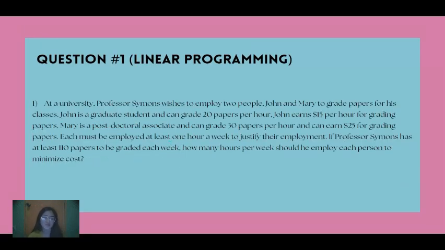Number 1 in linear programming. At a university, Professor Simon wishes to employ two people, John and Mary, to grade papers for his classes. John is a graduate student and can grade 20 papers per hour. John earns $15 per hour for grading papers. Mary is a doctoral associate and can grade 30 papers per hour and earns $25 per hour. Each must be employed at least 1 hour a week to justify their employment. If Professor Simon has at least 110 papers to be graded each week, how many hours per week should he employ each person to minimize costs?